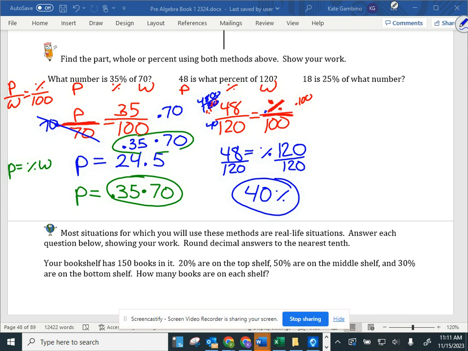Here we have 48 divided by 120 is 0.4. We need to turn that into a percentage. So that 0.4 you have to turn into the percentage. Say 0.4 is 40%. Okay, that makes sense? Up here it's making you do that times the 100, so it turns into that percentage already. Down here we just have to do it.